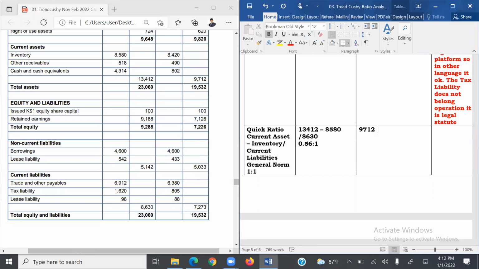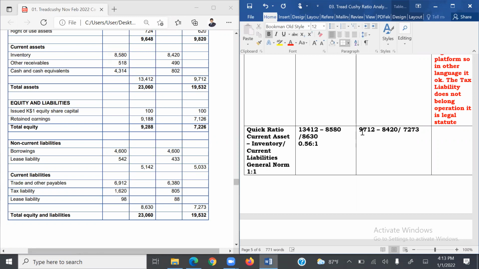9,712. And of that, students, what I'm going to do is take the inventory out, which is 8,420, and divide it by the current liabilities, which is 7,273. So let's get the answer for that. It's not so difficult.